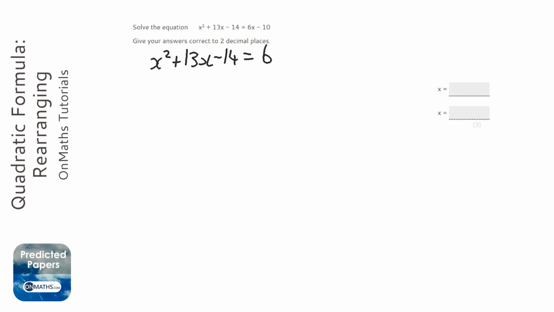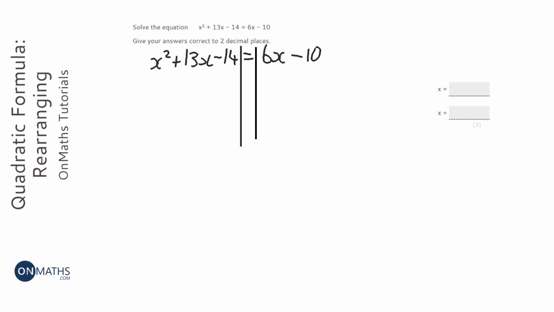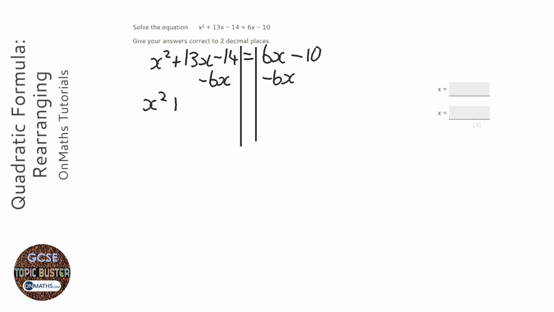To solve a quadratic, first thing you need to do is get it equal to 0. So I'm just going to write it out first of all. And then I'm going to draw my lines down so I can show the examiner what I'm doing. So the first thing I'm going to do is take away 6x both sides. So it's going to be x squared plus 7x minus 14 equals minus 10.